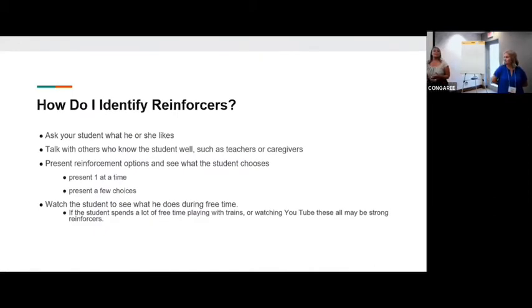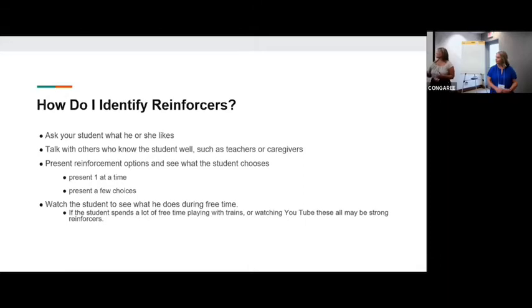So how do we know what reinforcers are going to work for our students or our friends or just coworkers? Like Dan just said, you can just ask them: what do they like? What don't they like? Talk with others who know the student well, teachers, caregivers. Again, just another reason why it's so important to collaborate. There's no point in reinventing that wheel and just getting to know that student from the very beginning when people have been working with them for 18 plus years. Those people have a lot of information and they are great resources.